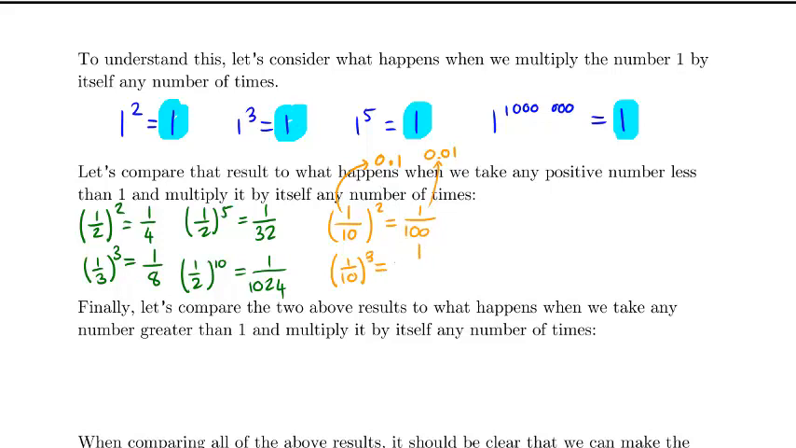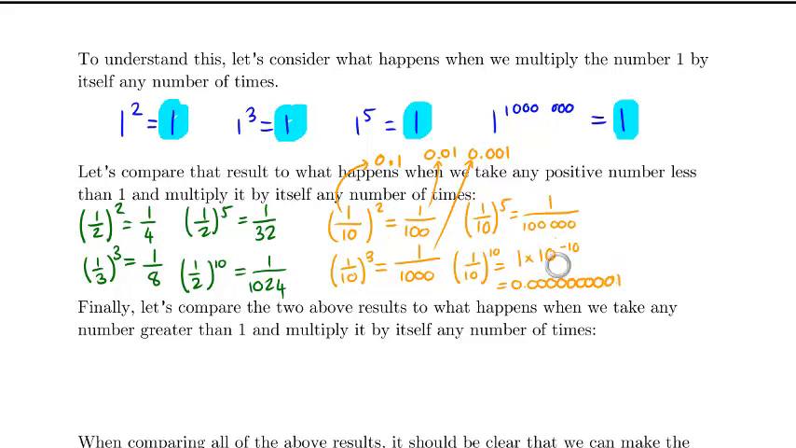Oh, what do you know? We end up with 1/1000th. That is 0.001. So the trend is continuing. The more we multiply 1/10th by itself, the smaller the result is going to become. As you can see here, guys, 1/10 to the 5 is 1/100,000, whereas 1/10 to the 10 is 0.0000000001. So that is continuing the trend.